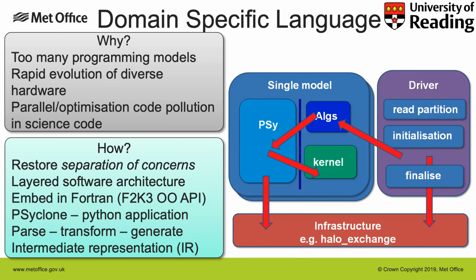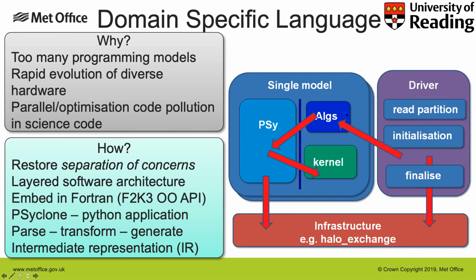So we're going to choose this domain-specific language approach, and we do that by restoring the separation of concerns between the mathematics and science code, which is to solve the math problems you want to solve, and the optimization and parallelization code, which is just methods by how we achieve that faster than real time. So we have this layered software architecture to get this separation of concerns back. This is represented by the diagram on the right.